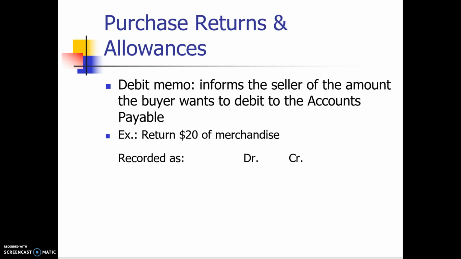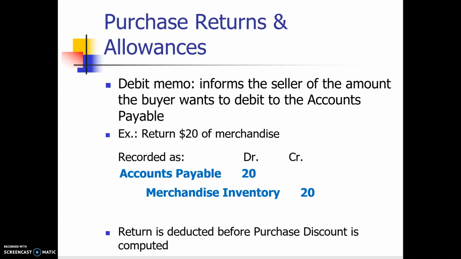So if there's a debit memo saying we returned $20 of merchandise, we debit accounts payable for the 20, and then merchandise inventory is going to get credited for 20 because our merchandise inventory is going to go down because we're sending some of that merchandise back to our vendor.